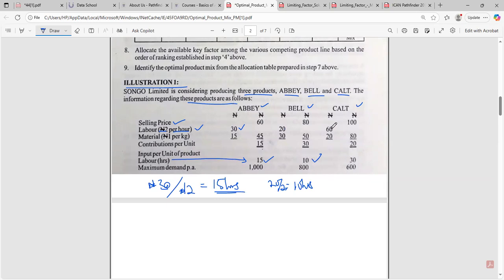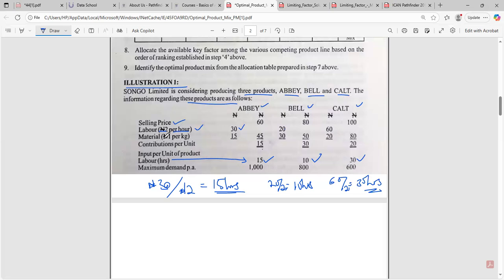Then the last one is going to be what? 60 divided by 2. So that's going to be 30 hours to make one product. That's what I mean by input per unit: what we put in per unit of each product. So we put in 15 hours to make 1 unit of Abe. We put in 10 hours to make 1 unit of Bell. We put in 30 hours to make 1 unit of what? Cat. That's what it means.